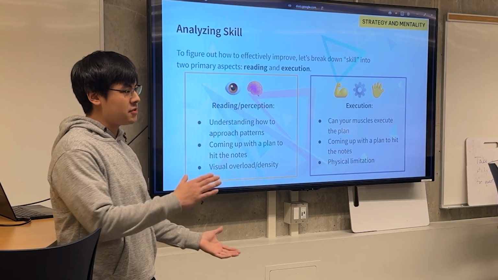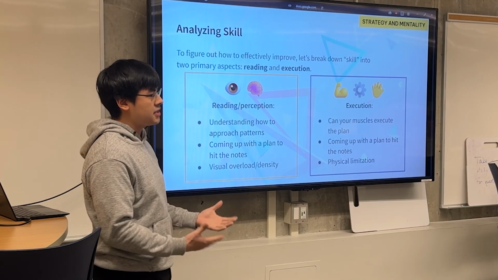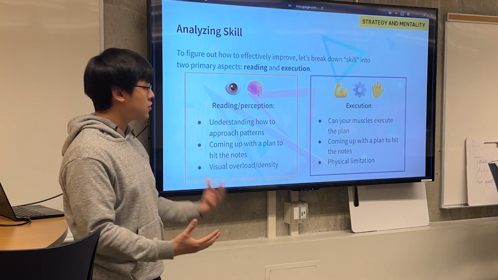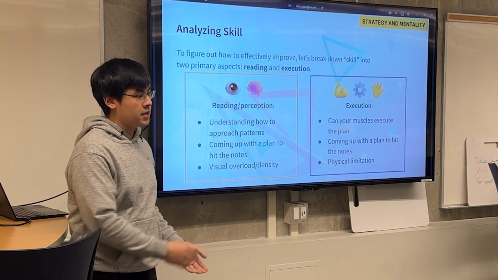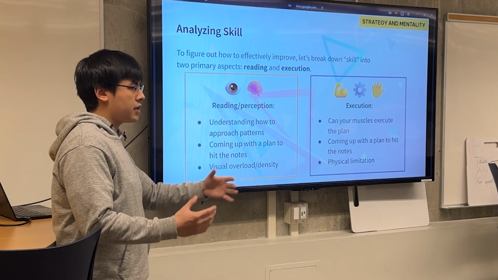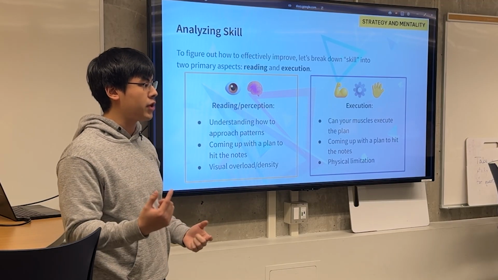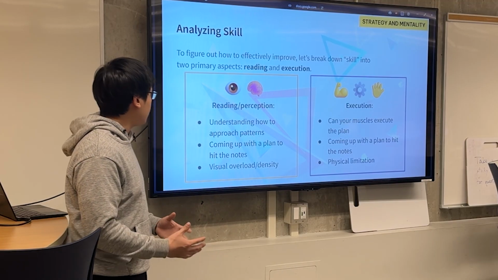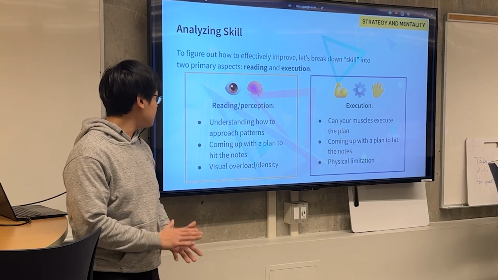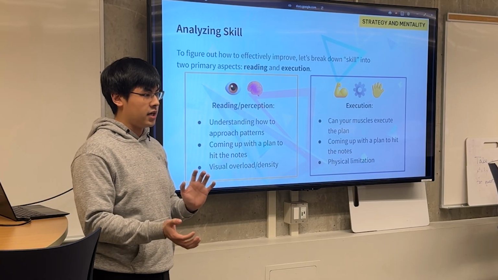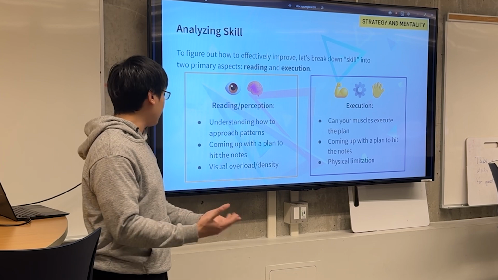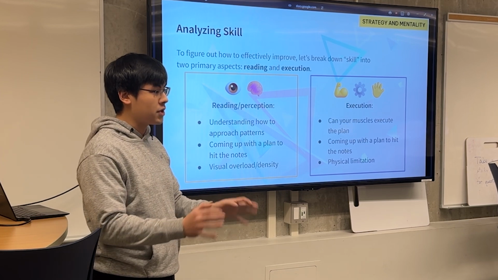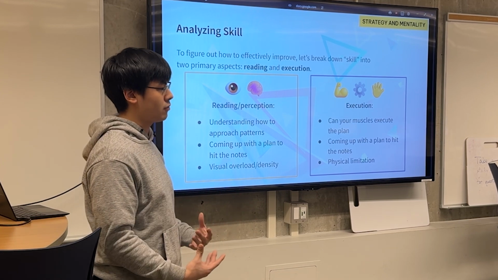So when it comes to skill in rhythm games, let's break it down into two major aspects, which is reading and perception, and execution. So reading is the skill of seeing the pattern and then trying to understand how to approach it. It's basically coming up with a plan to hit the notes. And this is related to getting overwhelmed when there's too much on screen, which is part of the reading skill.